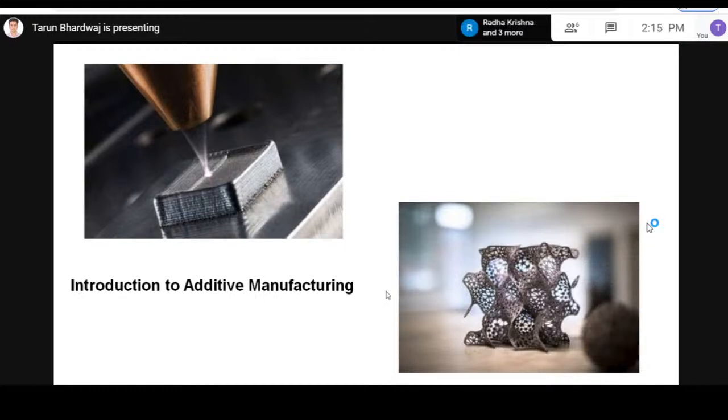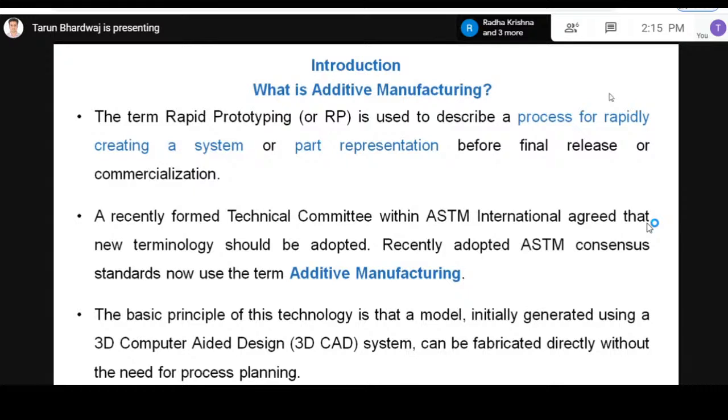And first of all, what is the additive manufacturing process? The term that you have heard in the last few years, rapid prototyping, is basically used for the additive manufacturing process, and it is used to describe the process for rapidly creating a system or part representation before the final release or commercialization. Means first we had rapid prototyping, and after that we say that we can manufacture a 3D component. So we changed its name from rapid prototyping to additive manufacturing.